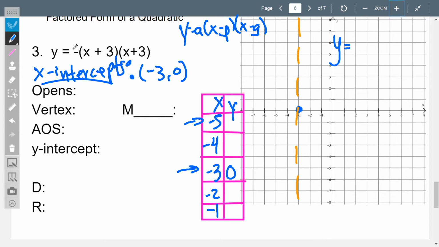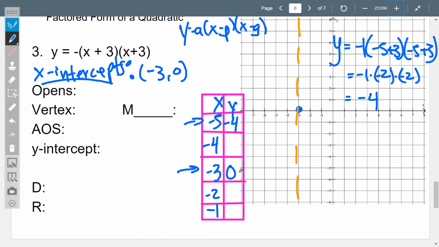So y is equal to -5 plus 3, -5 plus 3. So that's negative. You can think of that negative outside as being a -1. So that's -1 times -2 and -2. -5 plus 3 is -2. So that's -4. So plugging in -5 gives us -4. Due to the symmetry, that would also be the case with plugging in -1.